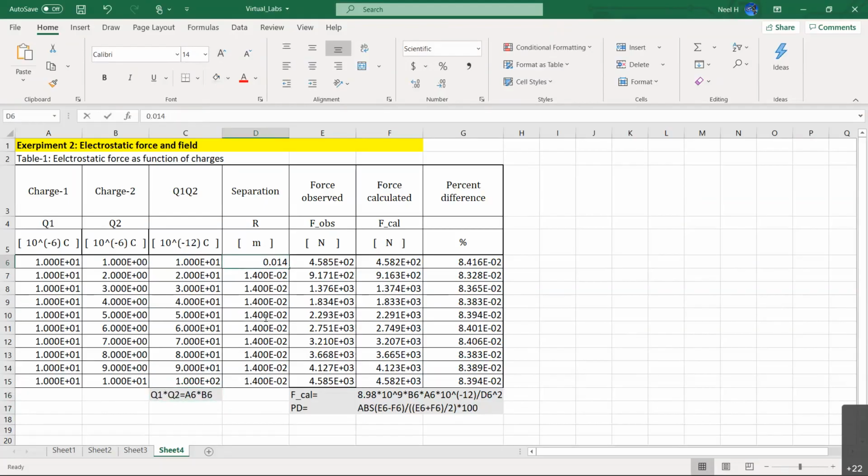And r, the separation, is actually fixed. It's the same separation between the charges. We did not change that. Because of that, it is 1.4 centimeters. We are writing it in scientific notation. You will see e minus 02, which means 10 to the power negative 2. That is how Excel represents the power of 10. And the observed values here are directly from the simulation.